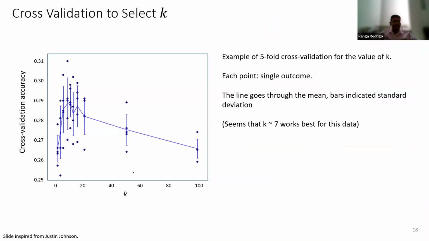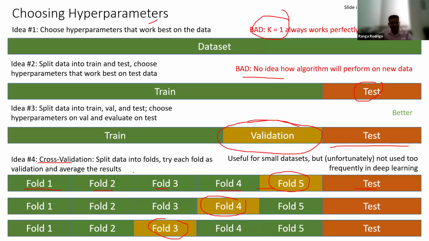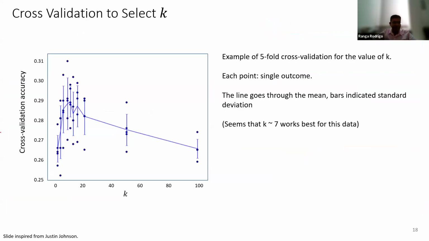Okay, so let's see now. This is called cross validation. So we will see how that has worked in the k-nearest neighbor, in this case cross validation to select k, the parameter k. Remember, it can be 1, 3, 5, 7, and so on. So, example: 5-fold cross validation for the value of k. You can see cross validation accuracy is given, when you average the accuracies over all the folds.